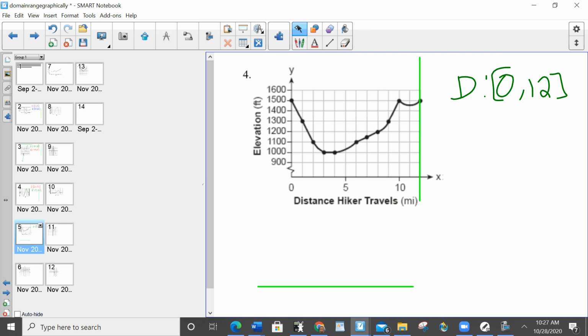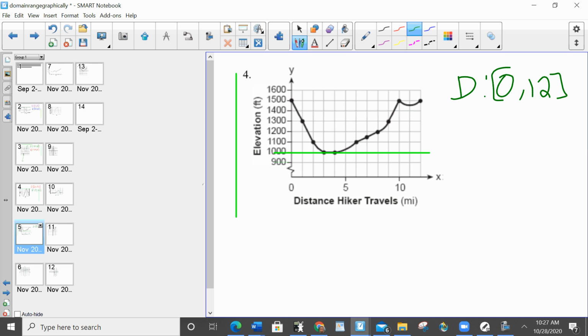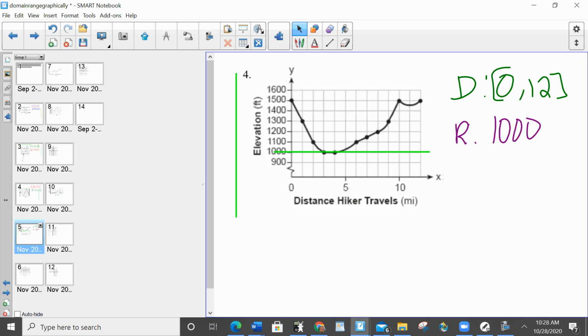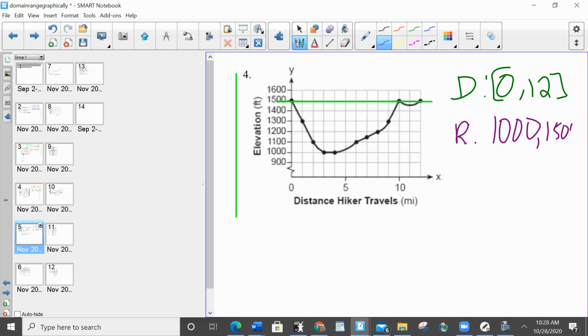My range, I go from bottom to top. I hold my pen horizontally. I don't have graph down here. At what y value does it start? It hits the graph for the first time right there. That's a y value of 1,000. I have graph, graph, graph. At what y value does it stop? Right there at 1,500. And again, those values are included.